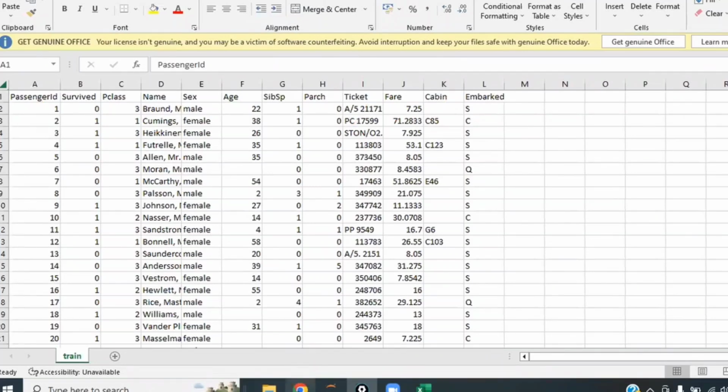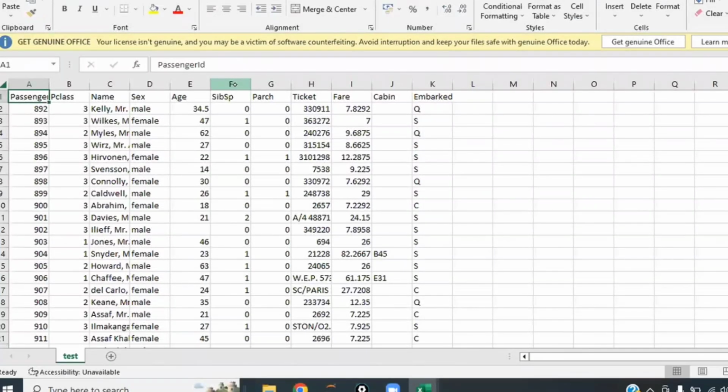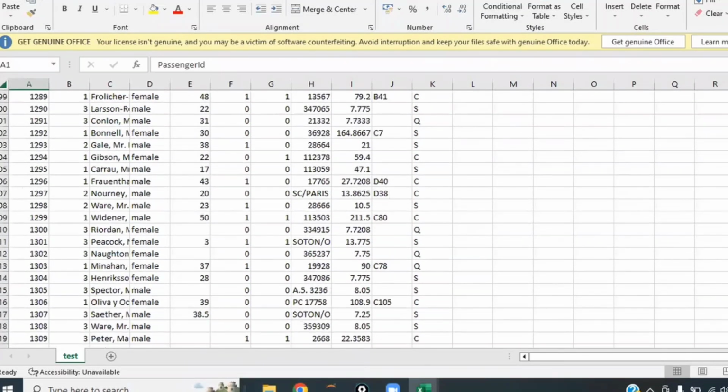Now similarly, if you open the test file, I have the passenger IDs. Again, all the input variables are there, but one column is missing, called Survived. Whether they have survived or not, that is what you have to predict. For this data set, you have to predict whether these passengers survived or not. And whatever the output predictions, y hat, you have to do the predictions for all the records.